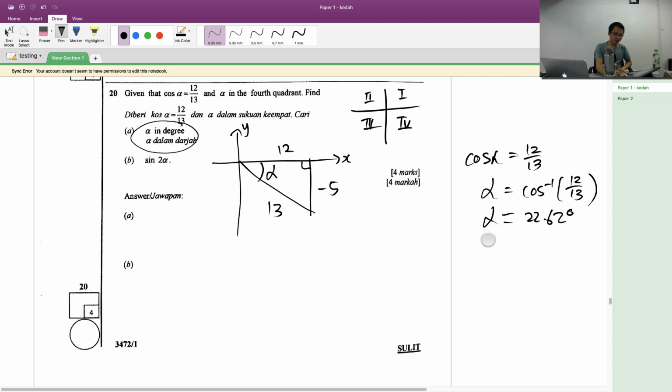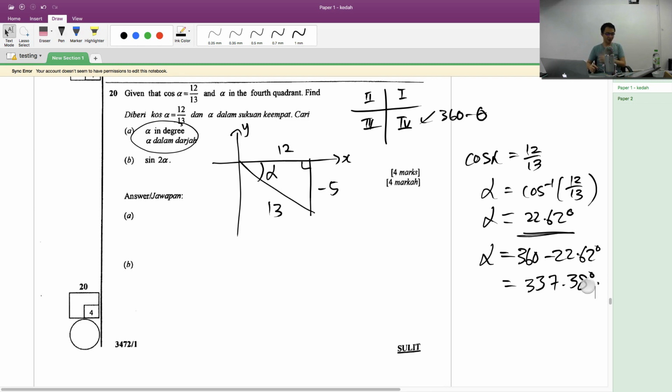However, this one should not be your final answer because this angle falls in the first quadrant. In the fourth quadrant, we know it's 360 minus the angle, isn't it? So my final answer should be 360 minus 22.62. Then you should be able to get the correct one. So it's 337.38 degree. Right, I think this is what the question means, alpha in degree.